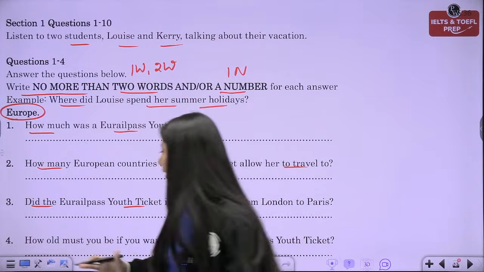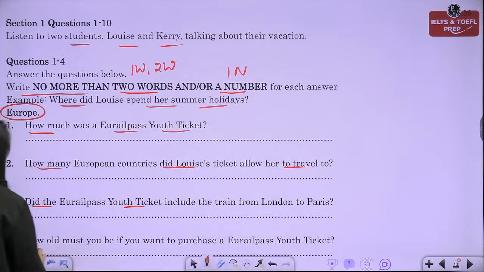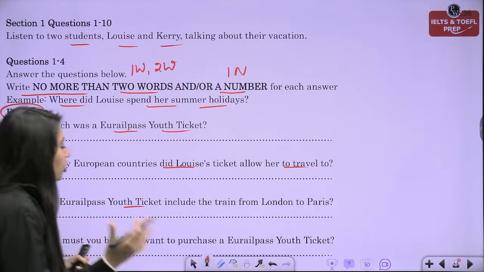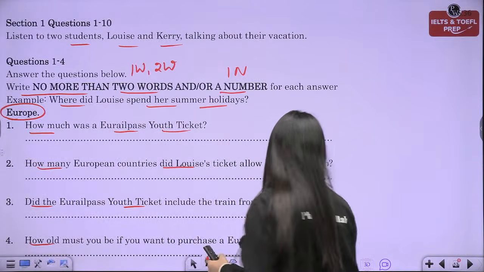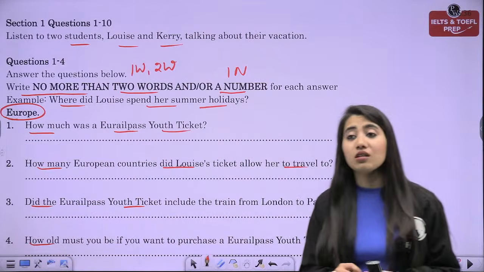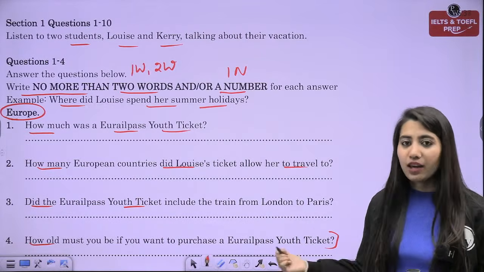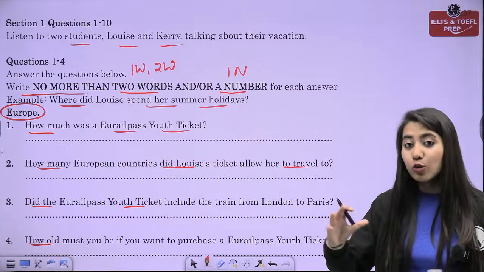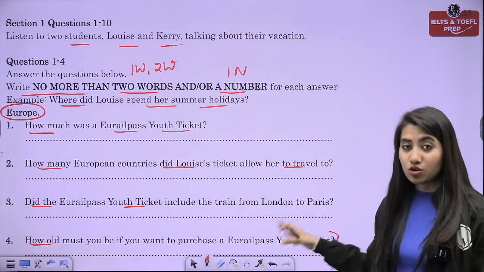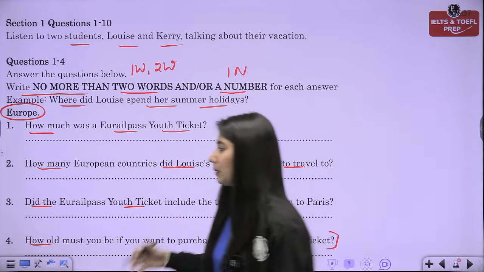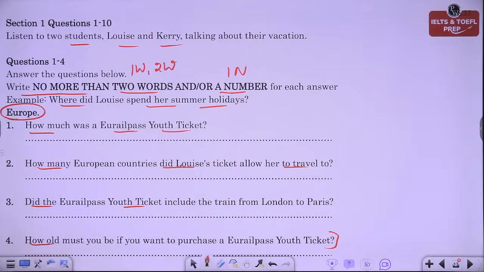Right? Next. How old must you be if you want to purchase a Eurail Pass youth ticket? So what do you need as your answer? You need how old you should be. Okay, you can also go through it from your end. Then I will play the audio.